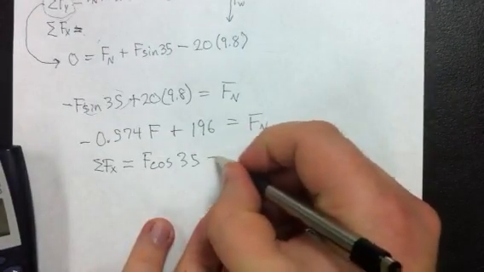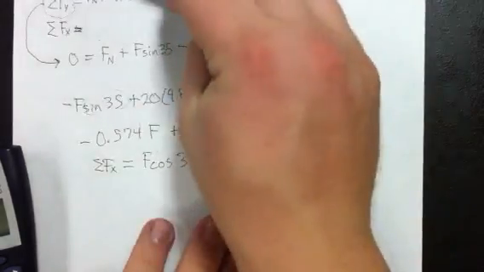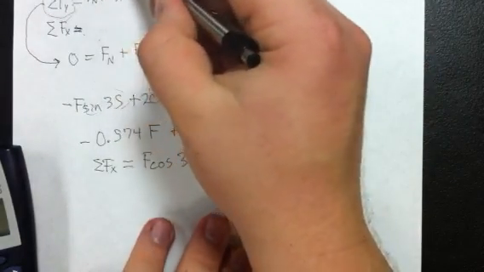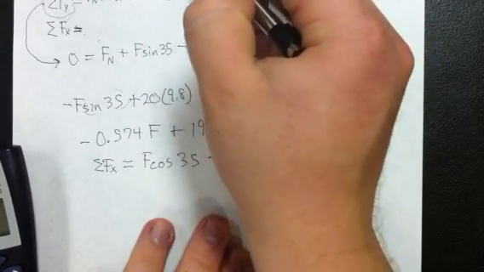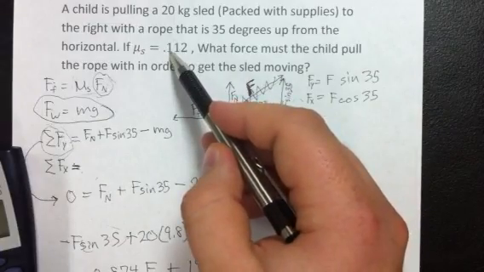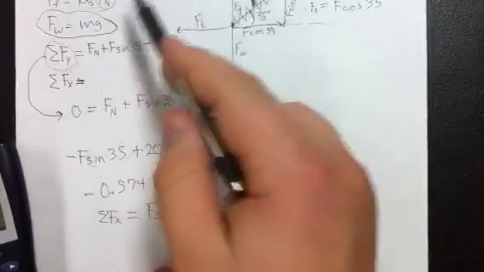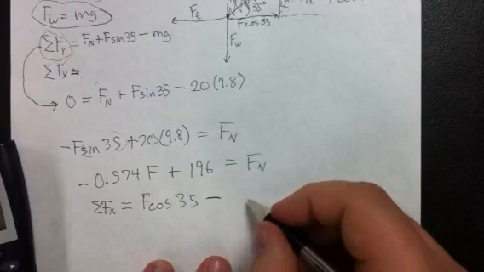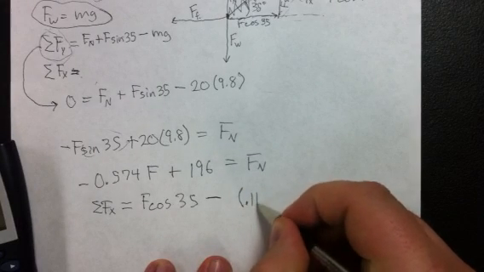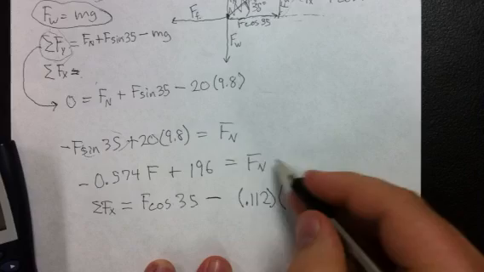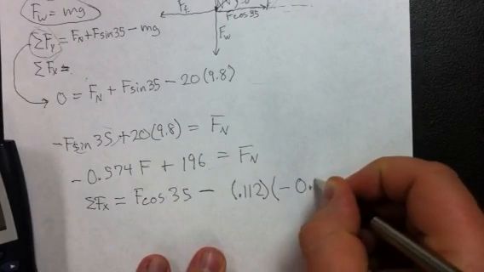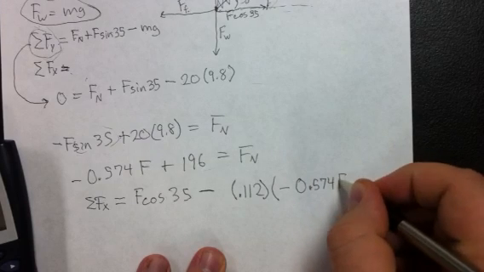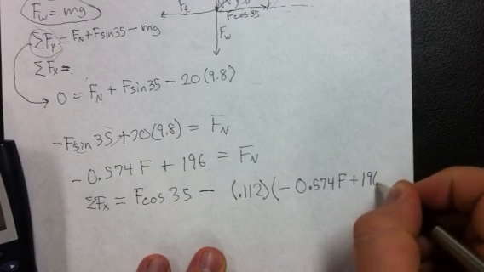And first of all it's negative because it's acting left. Instead of just writing frictional force, we're going to write its substitution. In other words, we're going to write the right side of the formula, inputting the values as we go. So the frictional force is equal to the coefficient of static friction, which is 0.112, times the normal force, which we solved for here. And it's going to be negative 0.574 times our force plus 196.